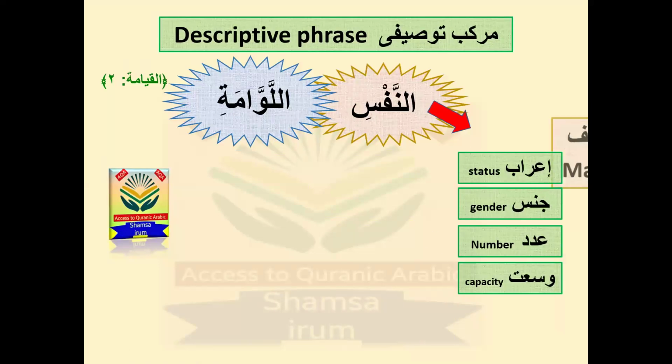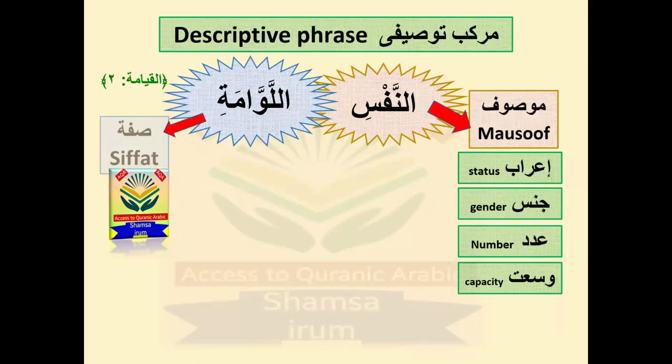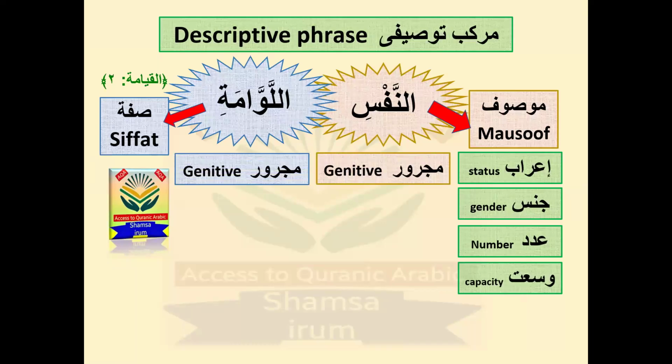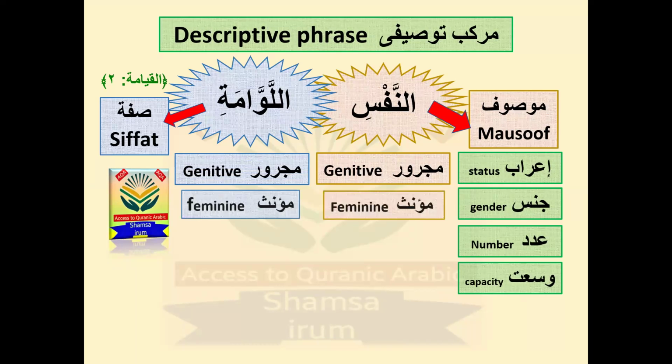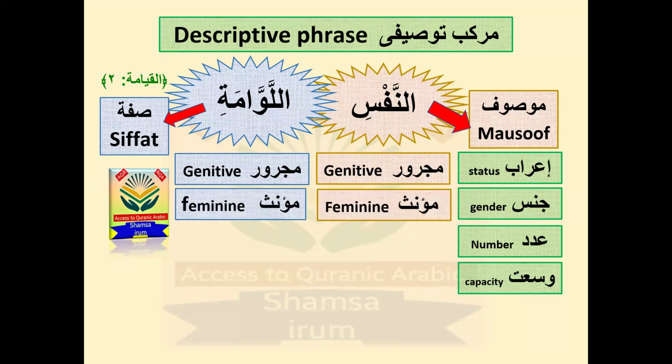An-nafsi is mausuf. Al-lawamati is the sifa. So let's do the qualities of these both parts. They both are majroor. Okay. They both are mu'annas. How do you know that they both are mu'annas? Look, in the sifa, we have the round ta. So it's a big indication, a big sign that it is mu'annas because of the round ta.